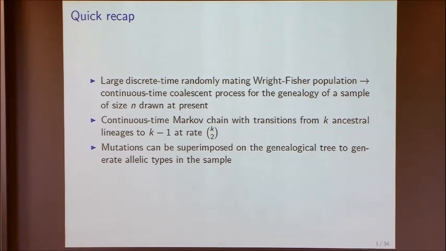And on top of this genealogical process, this process gives you a tree at this position of the genome for the sample of size n drawn from the present. You can then impose mutations on top of this tree to get the allelic types of the sampled individuals at this position of the genome. Okay.